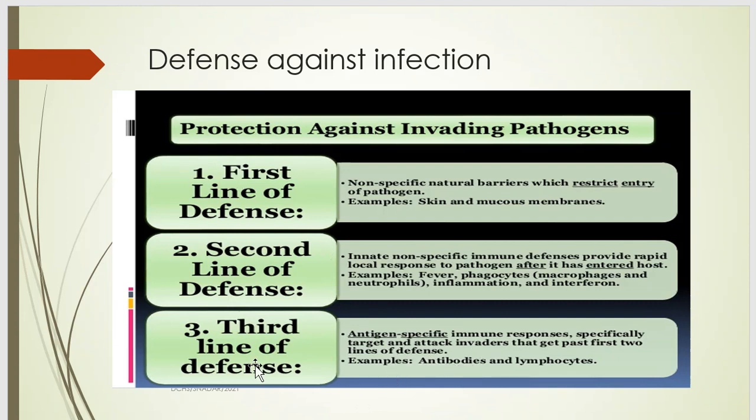So those are the three lines of defense in our body to protect against diseases.